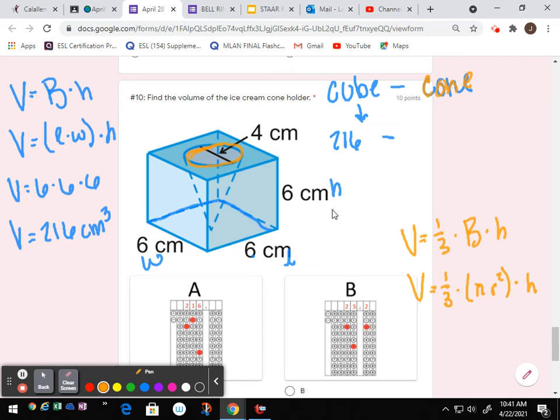So here we need to know the radius and the height. The 4 is pointing at this line that goes from one side of the circle to the other, so we only need half of it. Half of 4 is 2, so 2 is equal to our radius. And we see that the cone's going from the top of our cube to the bottom of our cube, so the height is also going to be 6. So our height is 6, radius 2. Now we have volume is equal to 1/3 times pi times 2 squared times 6.